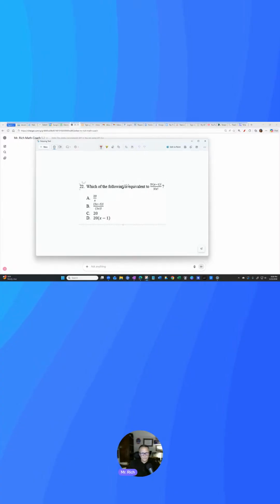This comes from, I think, practice test number 3, if I'm not mistaken, and it says, which of the following is equivalent to 5 factorial times x minus 1 factorial divided by 3 factorial x factorial? Now, a lot of students who haven't seen a question like this are really not sure how to do this. So let's see if we can figure this out.